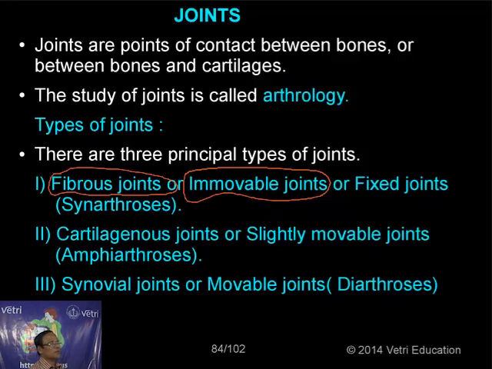In some cases they are called slightly movable joints, otherwise called amphiarthrosis. And those joints which are highly movable are called diarthrosis. So we have synarthrosis, immobile joints; amphiarthrosis, slightly mobile joints; and highly mobile joints, or simply mobile joints, called diarthrosis. So synarthrosis, amphiarthrosis, and diarthrosis.